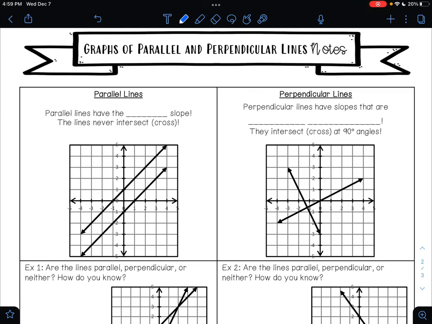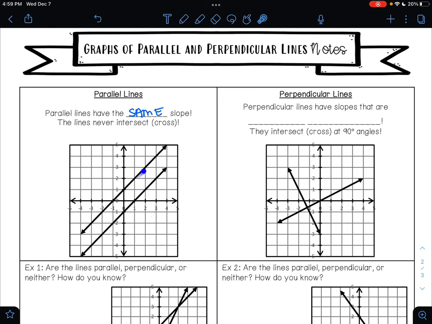In this video, we're going to be talking about graphs of parallel and perpendicular lines. So remember that parallel lines have the same slope. They never intersect or cross. So here we have an example of two parallel lines. Let's prove that they're parallel by finding their slopes.